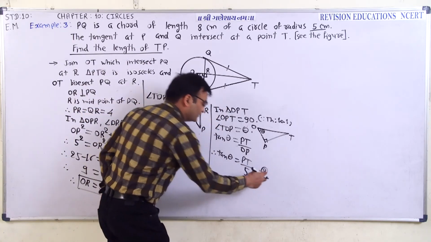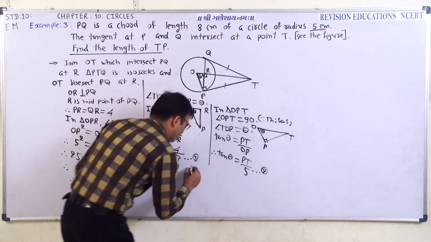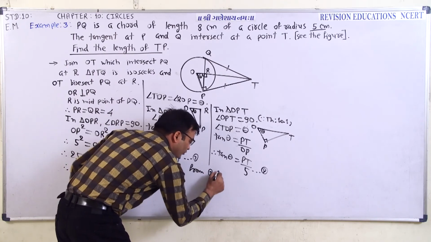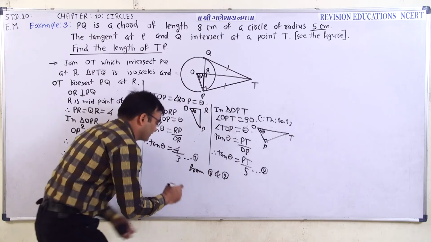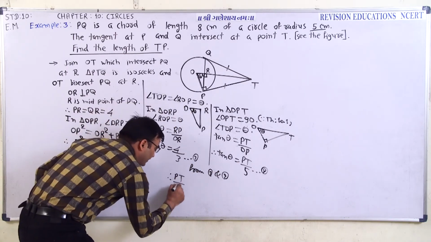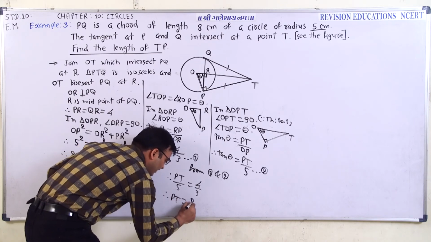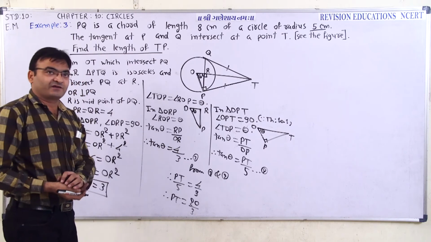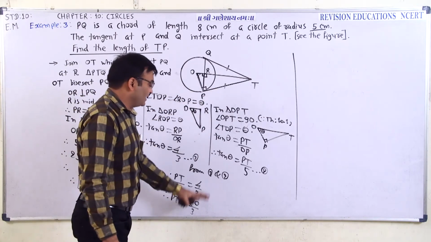Give it number 2. Now compare 1 and 2. From 1 and 2 we can say tan theta is equal, so we can write PT upon 5 is equal to 4 by 3. So PT is equal to 20 by 3. This is the answer. Now friends, we solved this sum this way.